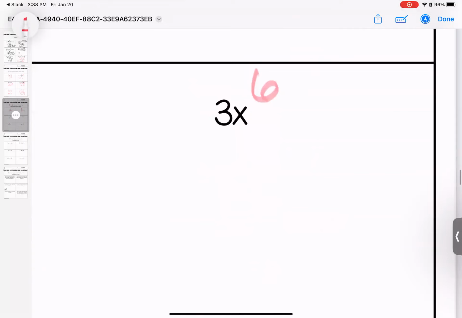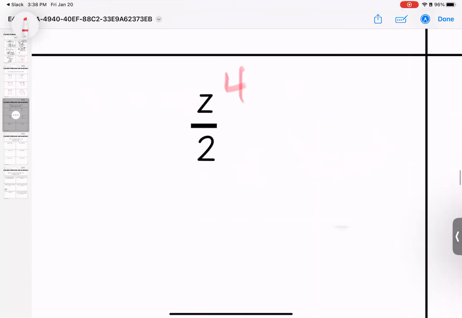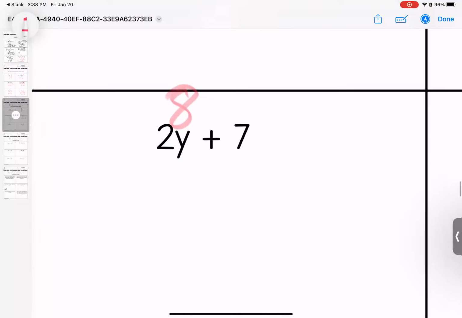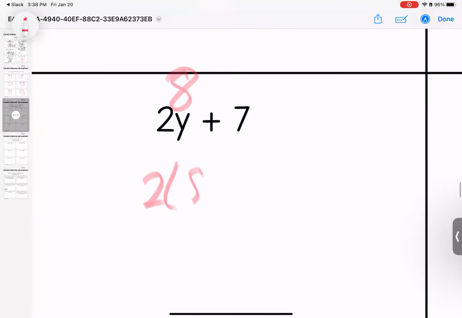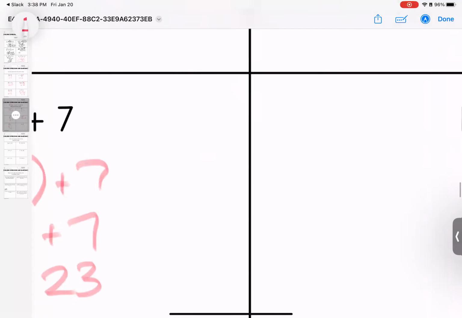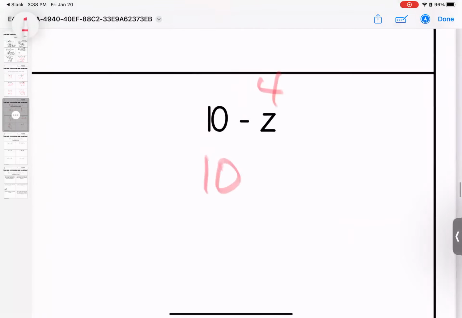Coming down here, 3x, so 3 times 6 equals 18. Down here, 4 over 2, or 4 divided by 2, equals 2. 2 times 8 plus 7, 2 times 8 is 16, 16 plus 7 is 23. 10 minus 4 equals 6.